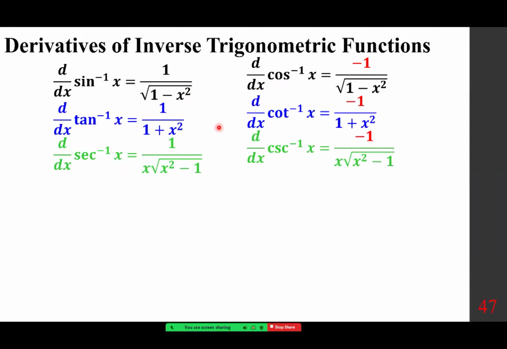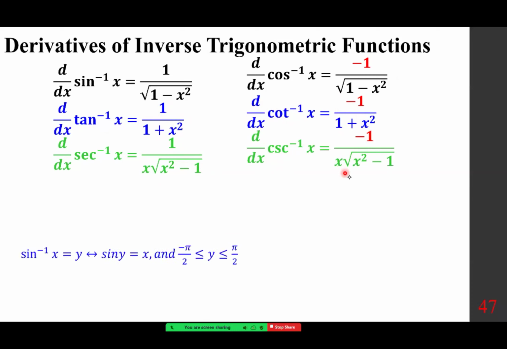The derivative of cotangent inverse is the same as tan inverse, but it takes a negative sign. So notice negative 1 over 1 plus x squared. And the derivative of cosecant inverse x is the same as secant inverse, takes a negative sign, negative 1 over x times square root of x squared minus 1.